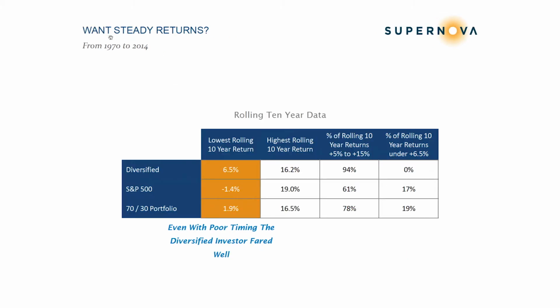Here's another version of do you want steady returns, but this is rolling 10-year data. And what I find most interesting is looking at the lowest rolling 10-year periods. If you were diversified, the absolute worst 10-year period you got was averaging 6.5% per year for 10 years. Not too bad. If you were in the S&P 500 or the 70-30 portfolio, you could have experienced decades with very poor returns. Now, if you are trying to withdraw money to fund your retirement, and these are your average annual returns, 10 years later, you are likely very disappointed. Even with poor timing, that diversified investor fared rather well.